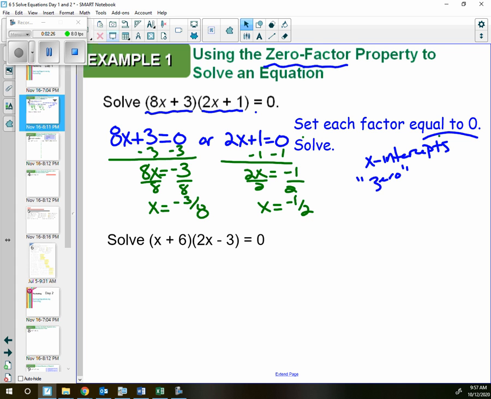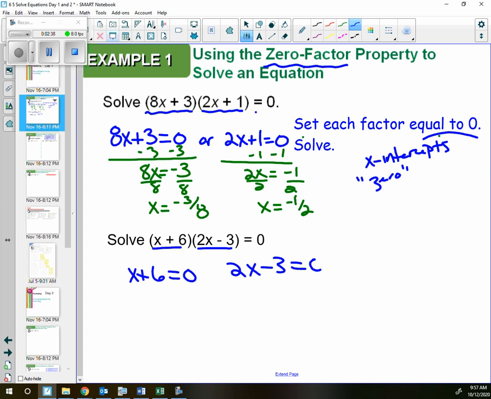So here we have another one. Again, make sure it's equal to 0 for sure. Set each of these equal to 0 and solve. Go ahead and pause the video and see if you can do that. Set each of these two factors equal to 0, and we're going to solve for x. What makes each of those true? Go ahead and pause and solve.